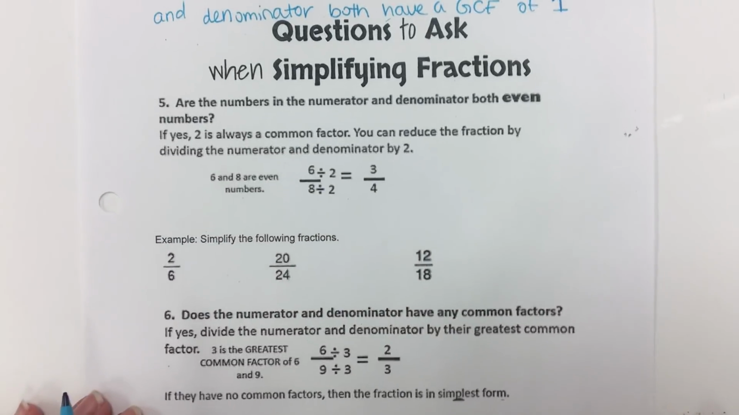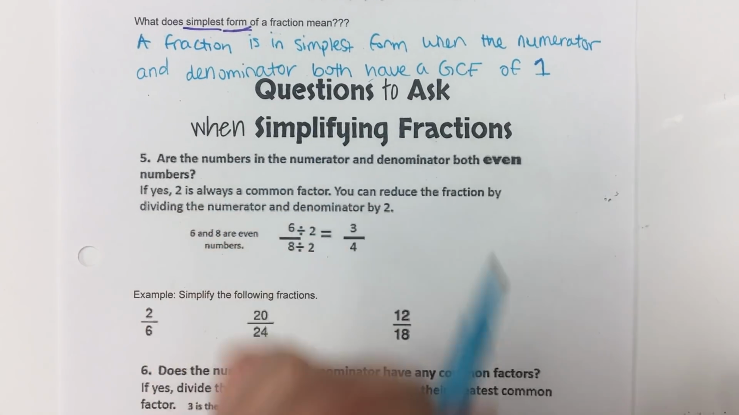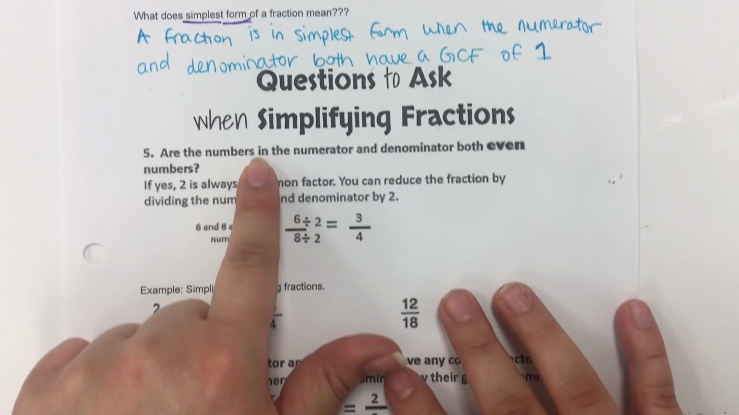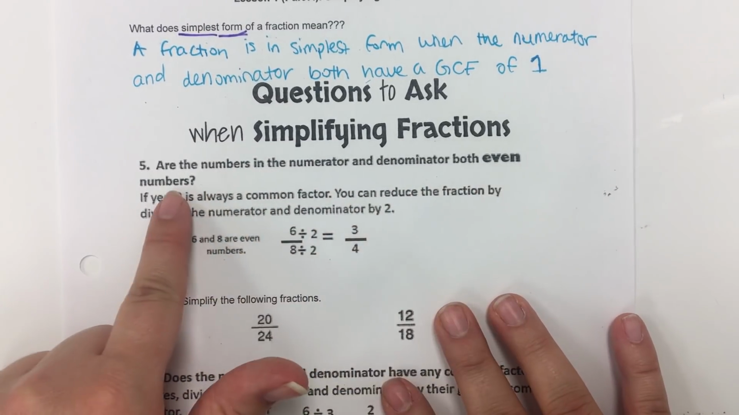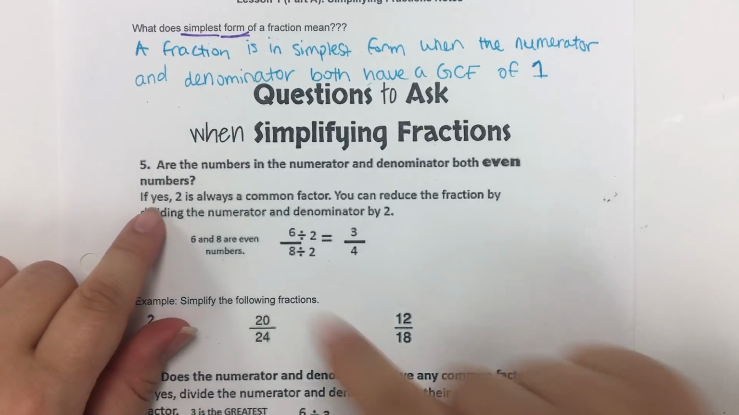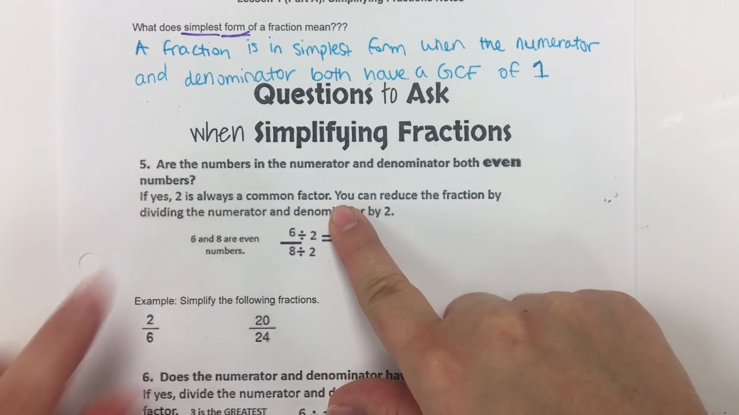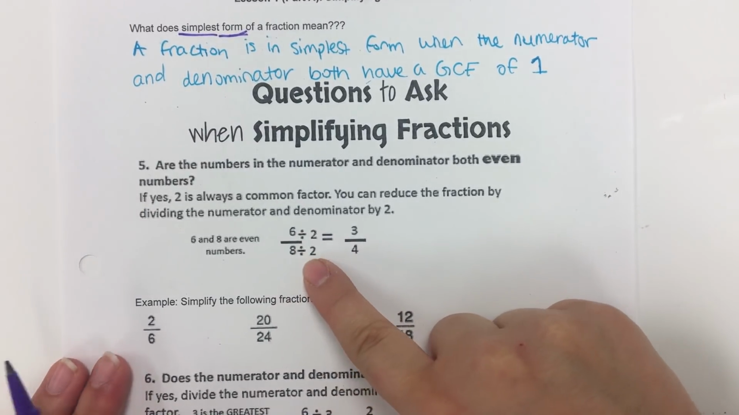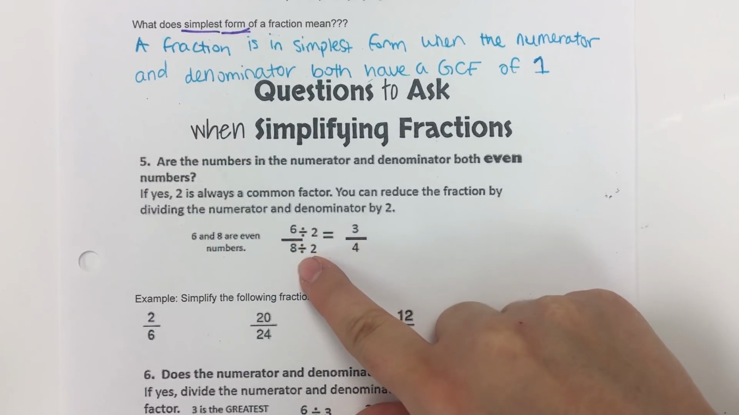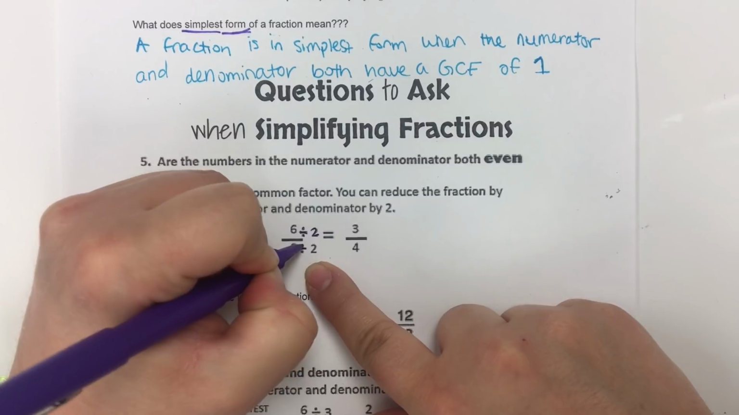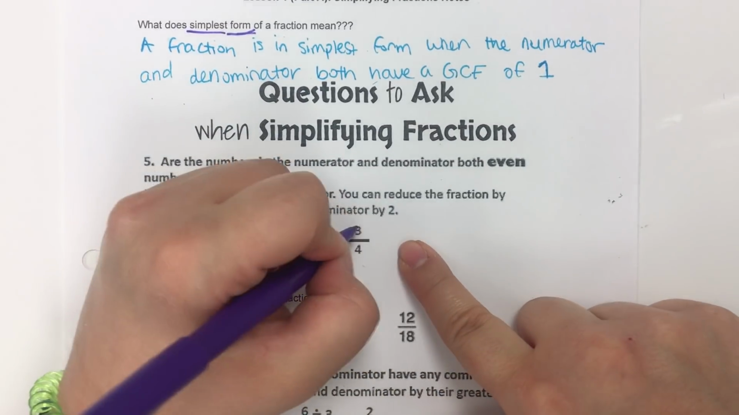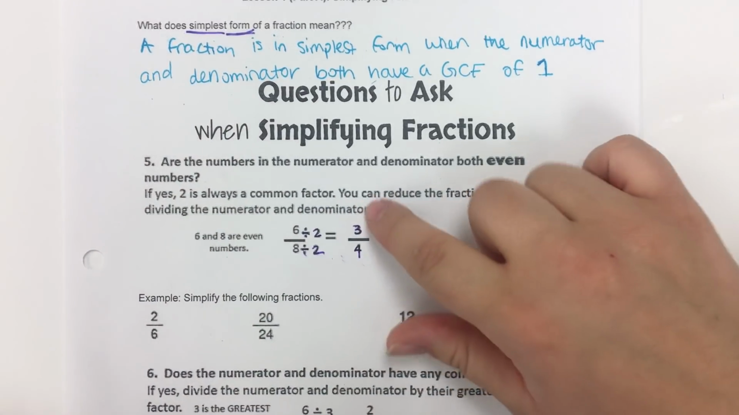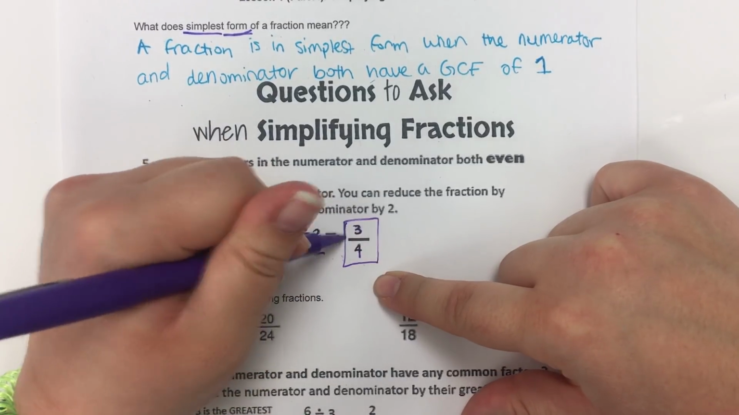Okay, now there's two major questions that we can ask ourselves when we're simplifying fractions. The first being, are the numbers in the numerator and the denominator both even numbers? If yes, then 2 is always a common factor. So an easy way to simplify our fraction, for example, if we had 6/8, we know that both 6 and 8 are even numbers, so we can divide them both by 2. 6 divided by 2 is 3. 8 divided by 2 is 4. And there we go, we have a simplified fraction of 3/4.